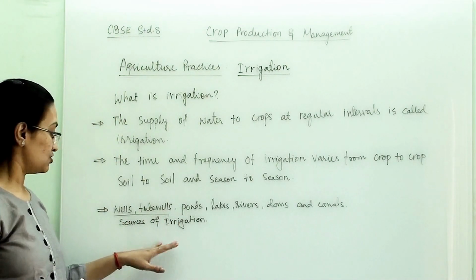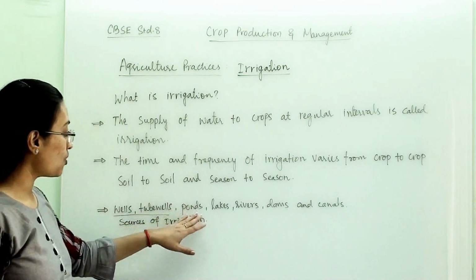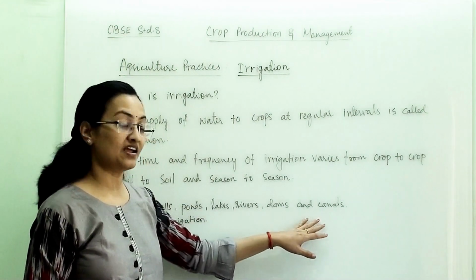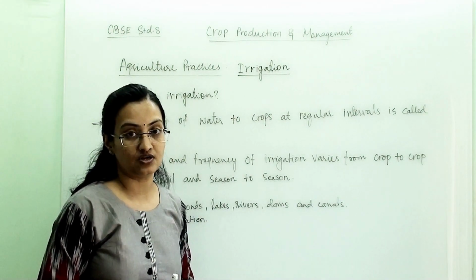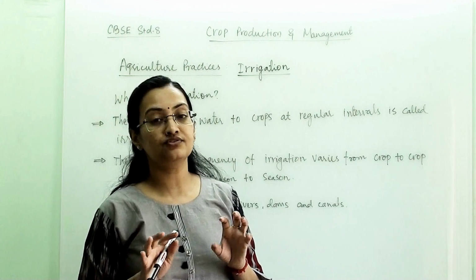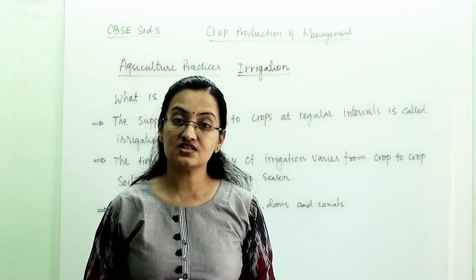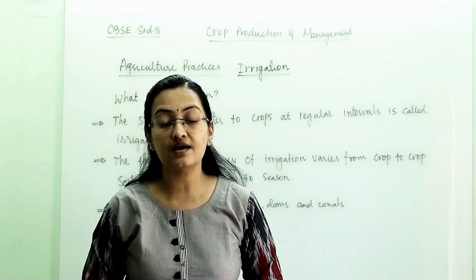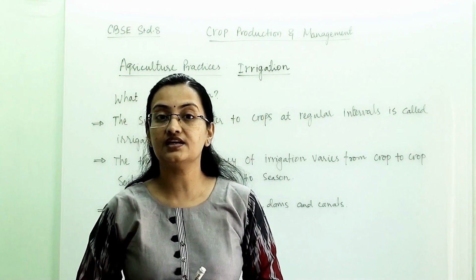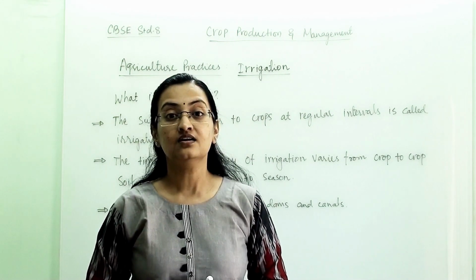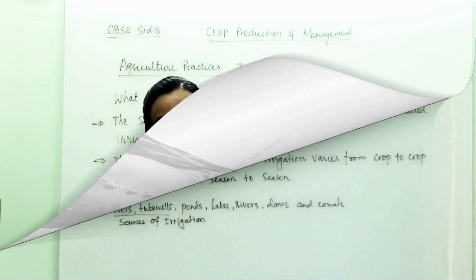Sources of irrigation. Wells, tube wells, ponds, lakes, rivers, dams and canals are the sources of irrigation. Now there are two types of irrigation system. Let us learn first about the traditional irrigation system. We will learn via pictures how this traditional irrigation system works and how farmers are using it.